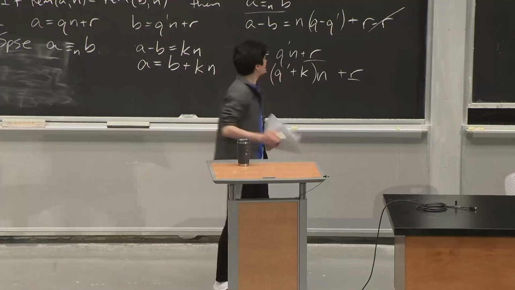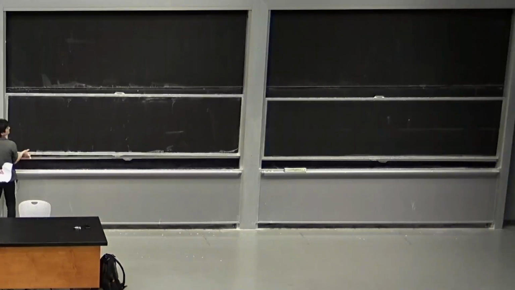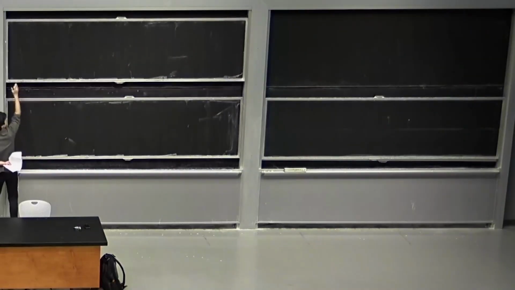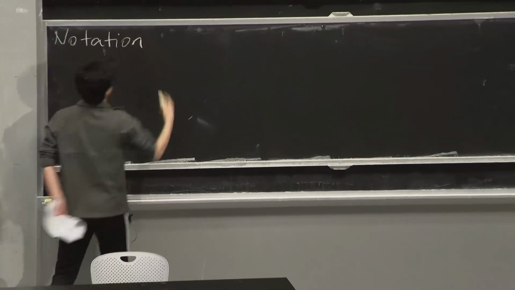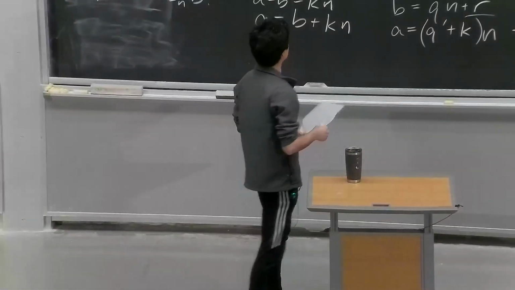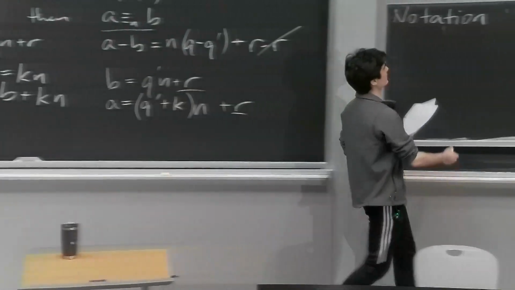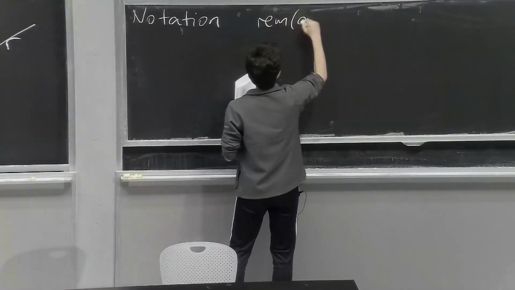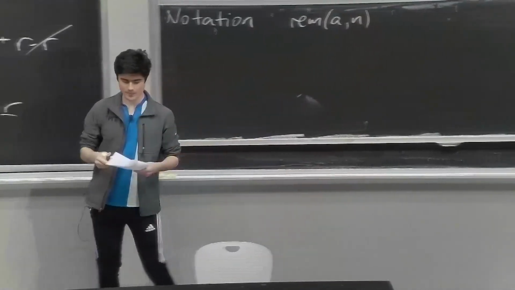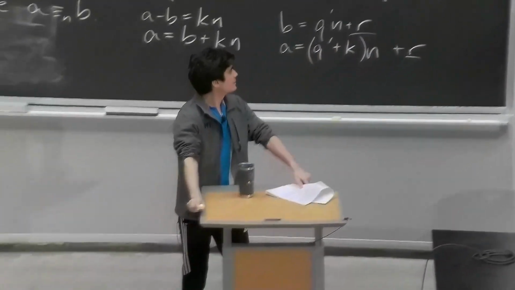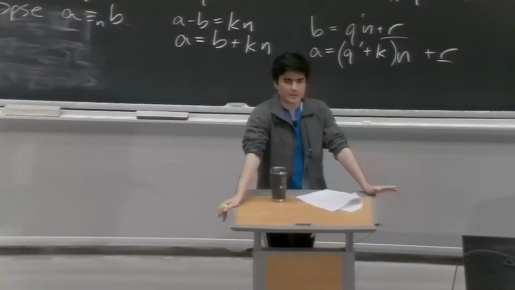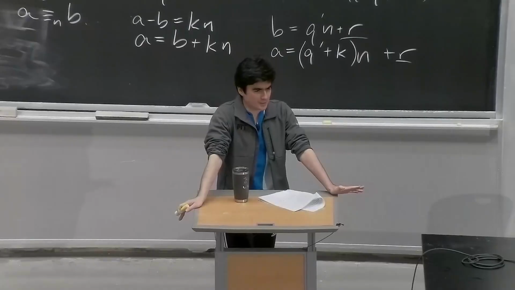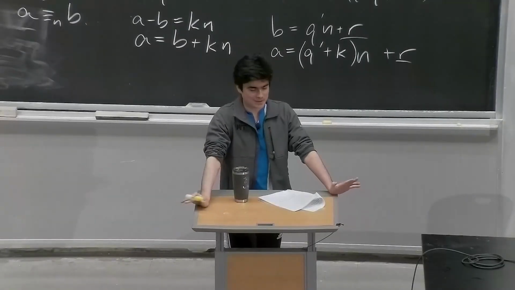So I'm going to take a moment here to talk about notation. Okay. So the remainder, which we've called rem a comma n, our convention, right, is that even if n is negative, this remainder should always be positive. Okay? Not everybody uses this convention.